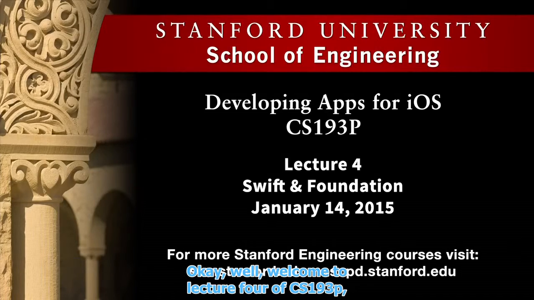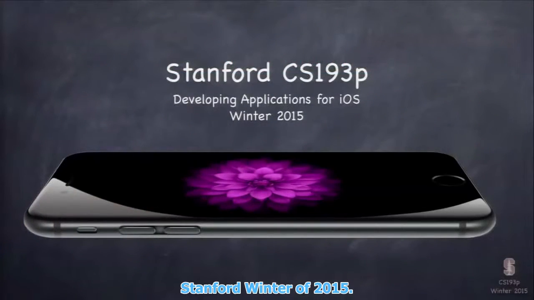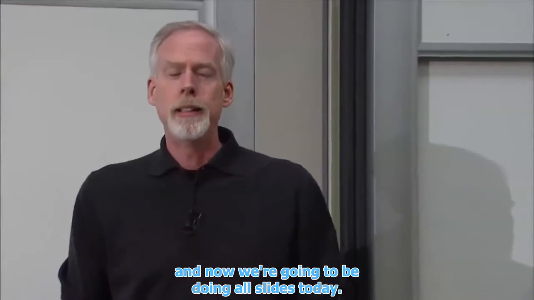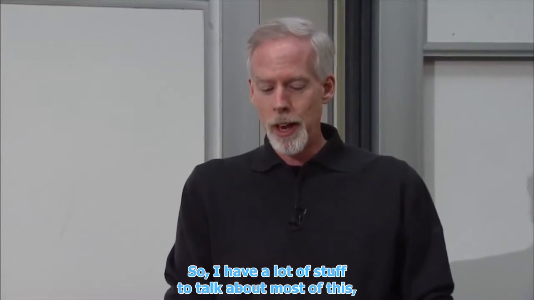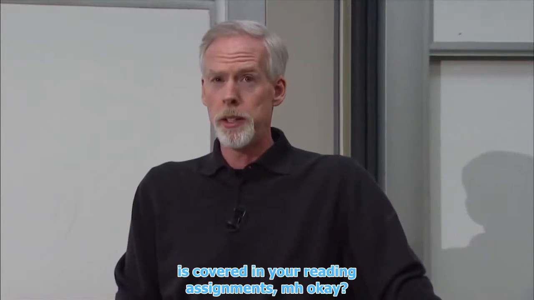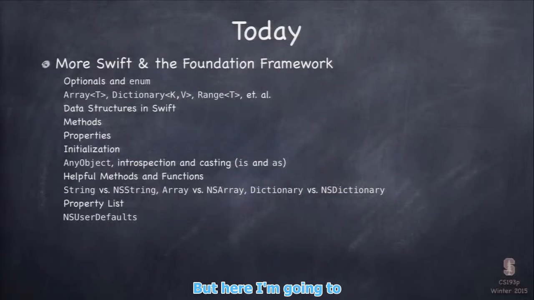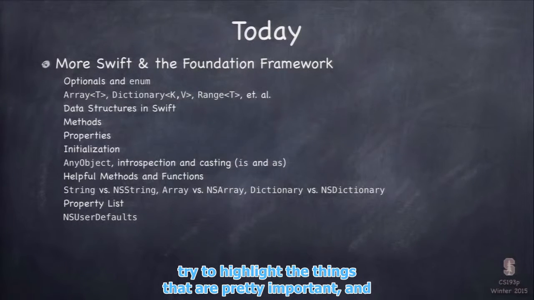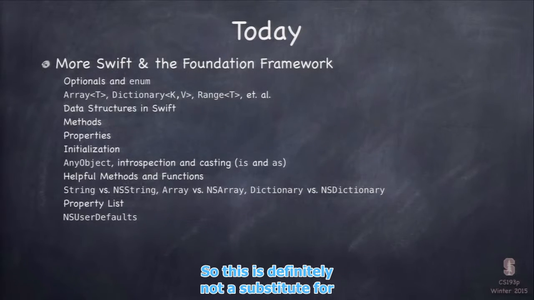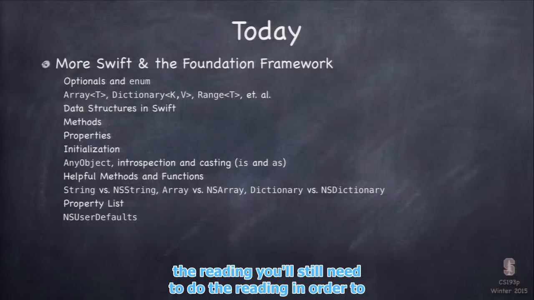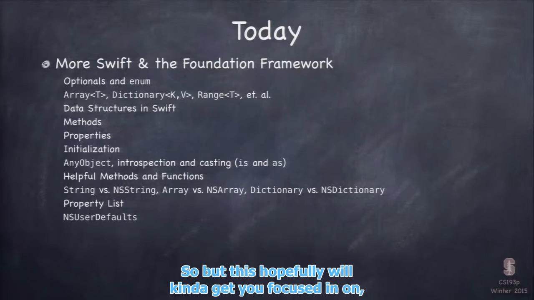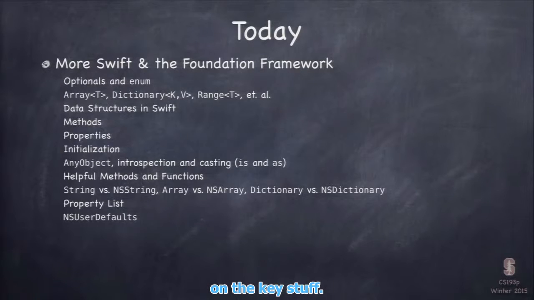Okay, well, welcome to Lecture 4 of CS193P, Stanford, winter of 2015. So I've been doing all demo up until now, and now we're going to be doing all slides today. So I have a lot of stuff to talk about. Most of this, although not all of it, is covered in your reading assignments. But here I'm going to try and highlight the things that are pretty important and also show you some stuff that's just not in that reading assignment that you kind of need to know. So this is definitely not a substitute for the reading. You'll still need to do the reading in order to get the details of a lot of this stuff. But this hopefully will get you focused in on the key stuff.